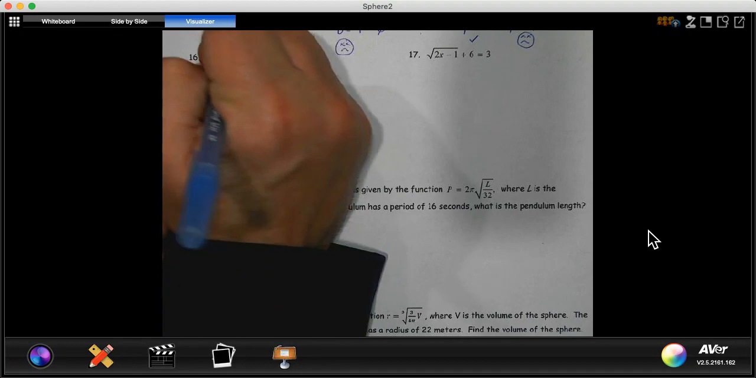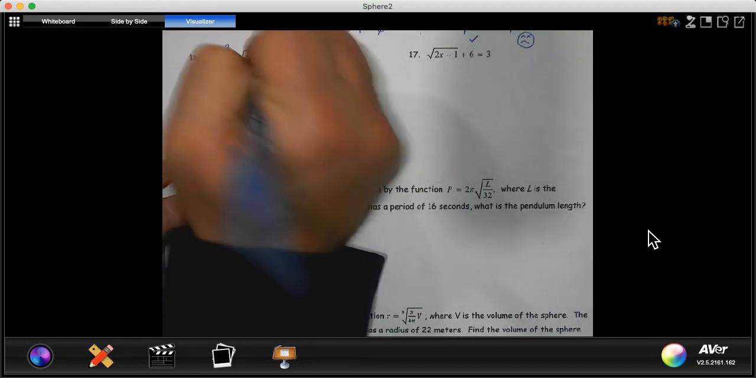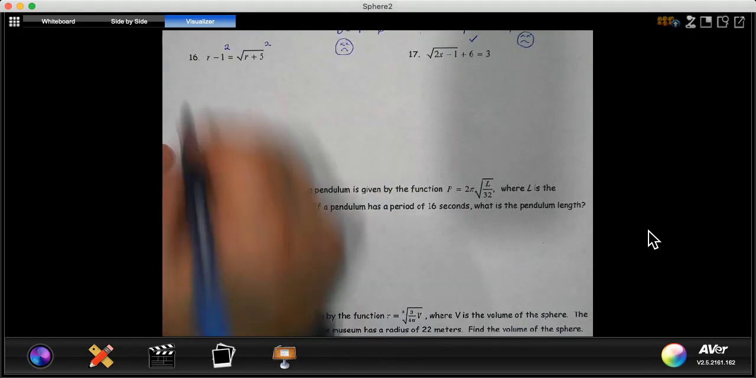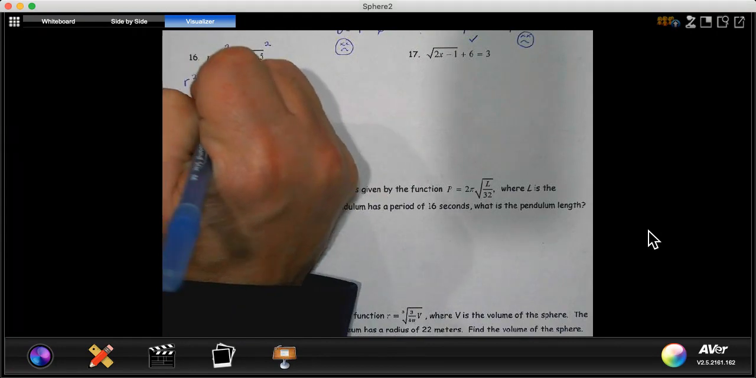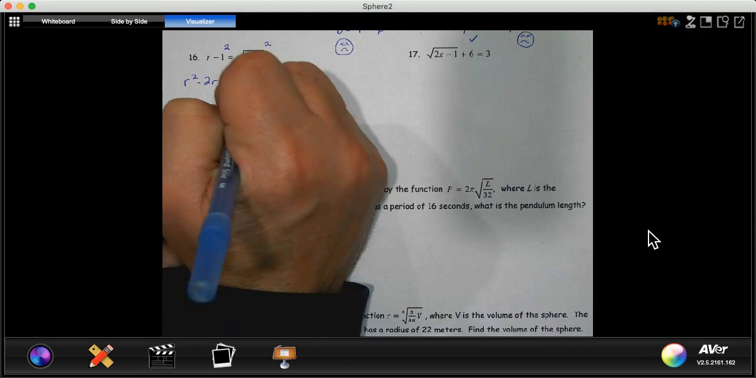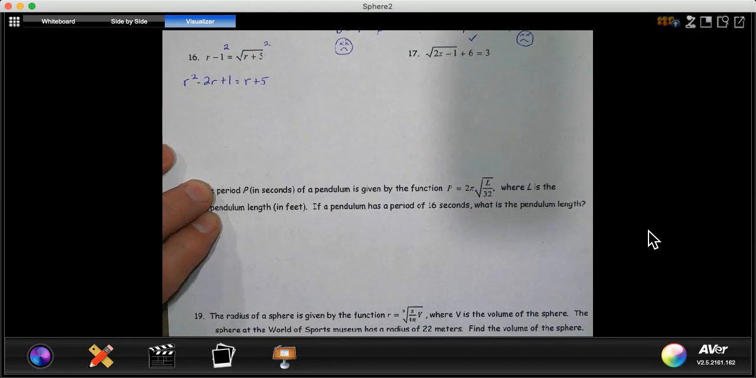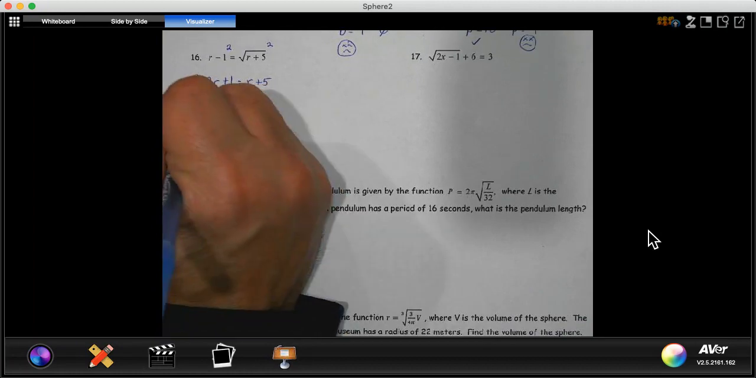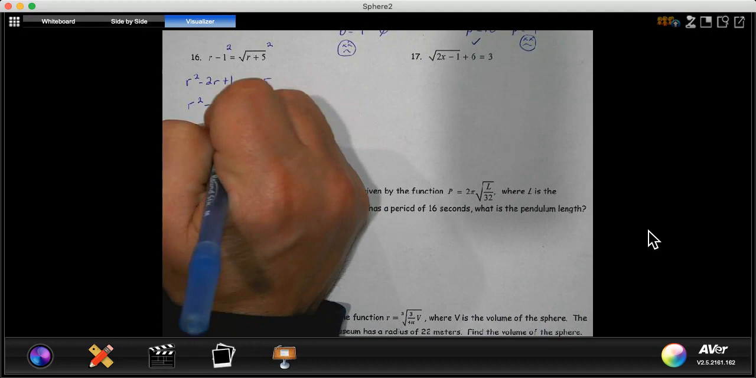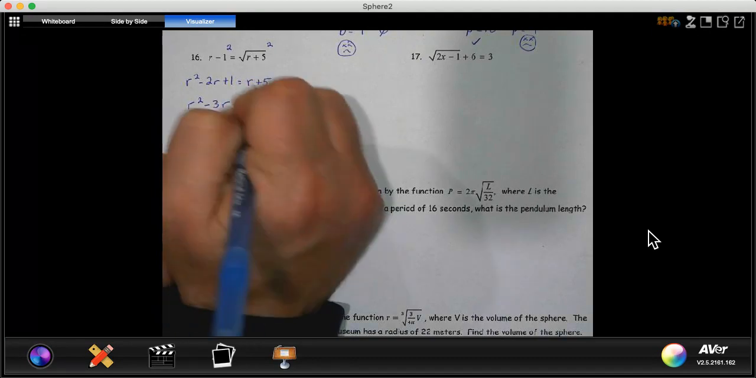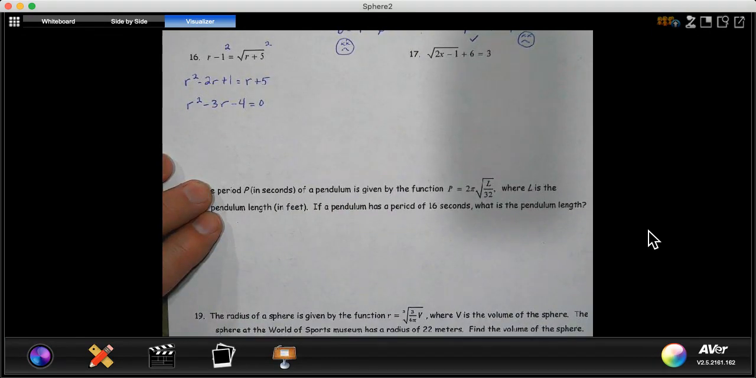Square both sides. All right, be careful. (R minus 1) squared is R squared minus 2R plus 1. It's FOIL. The right side is just R plus 5. Set it equal to 0, so you get R squared minus 3R minus 4 equals 0, when I minus R and minus 5.